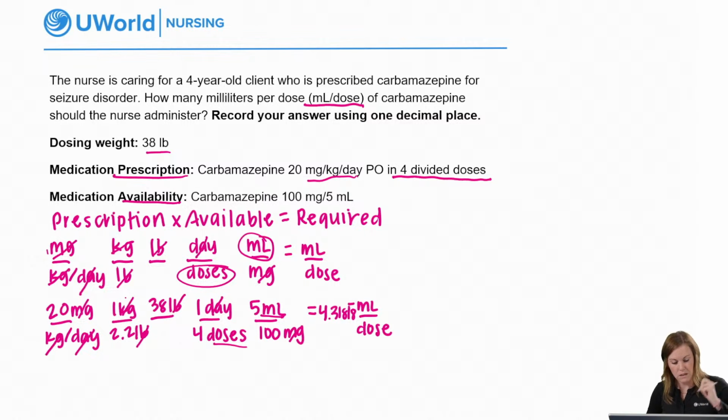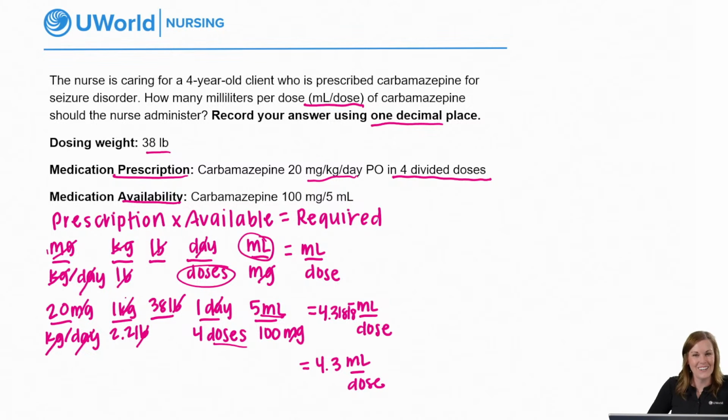4.318, and that 18 repeats. But again, we're looking for 1 decimal place. So our answer is going to be 4.3 milliliters per dose. You guys did good. I see a lot of right answers on here, so well done. This is tricky. Okay, you did great. All right, so we'll go ahead and move on to our next question.